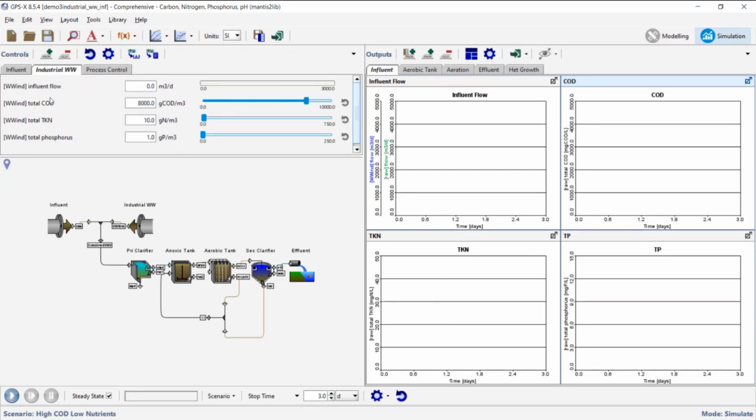So if I click on this tab here, we can see that here's our 8,000. That's actually where I got the number for the previous example. We're saying that we have 8,000 milligrams per liter of COD, but only 10 milligrams per liter of TKN and 1 milligram per liter of phosphorus. So this might be something that you get potentially from a food processing facility, high concentrations, but the COD to nutrients are out of whack.